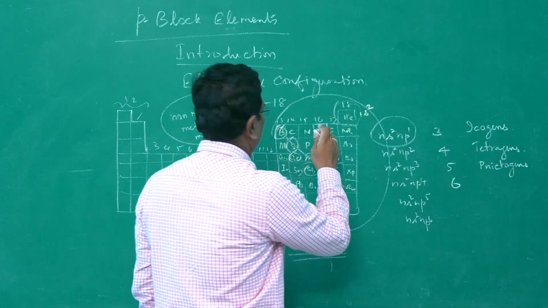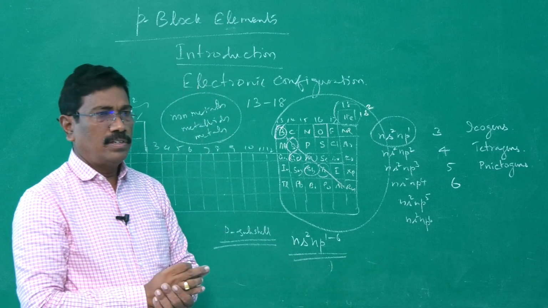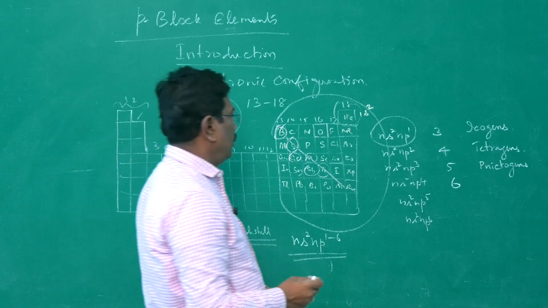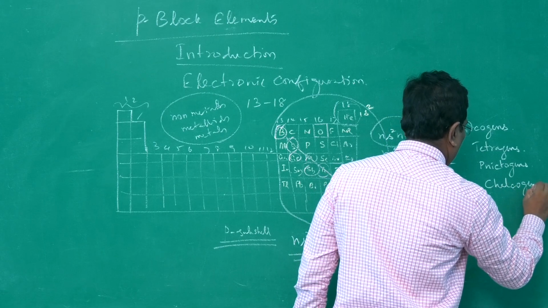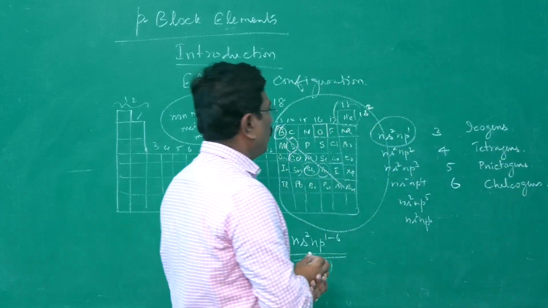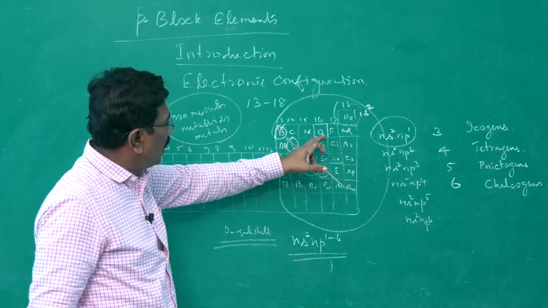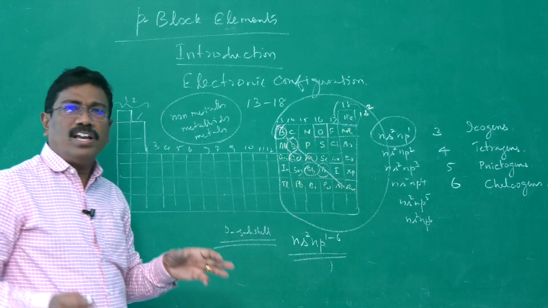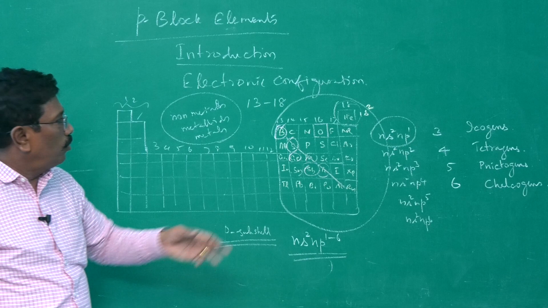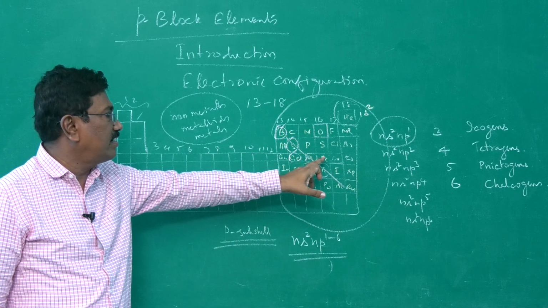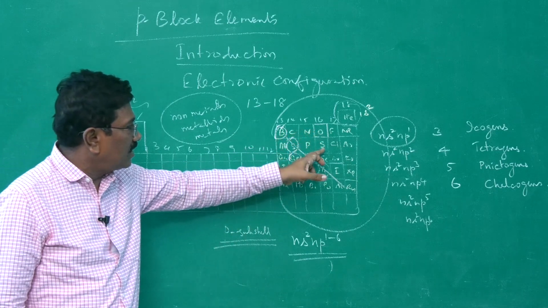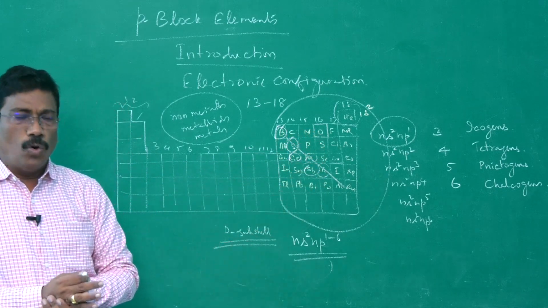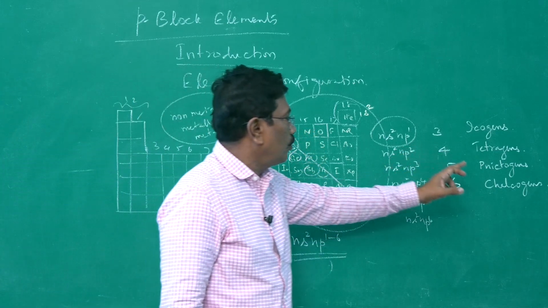Next group, the oxygen group, they are called chalcogens. Why chalcogens? Most of these elements form ores. If you look at ores or minerals, most of them contain oxides, sulfides, selenides, tellurides, etc. Since these elements cause the formation of ores, they are referred to as chalcogens.